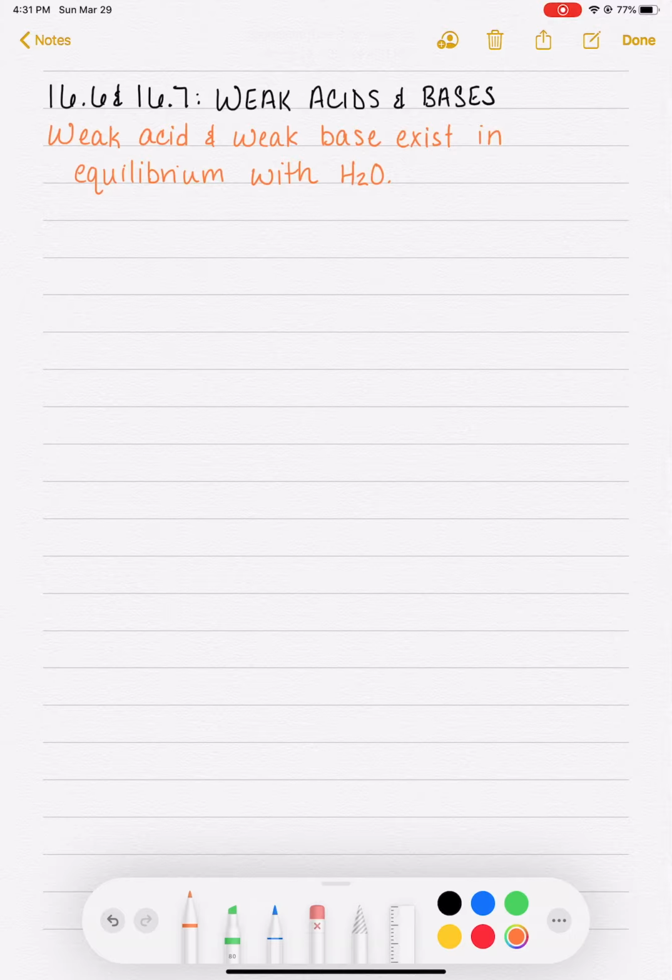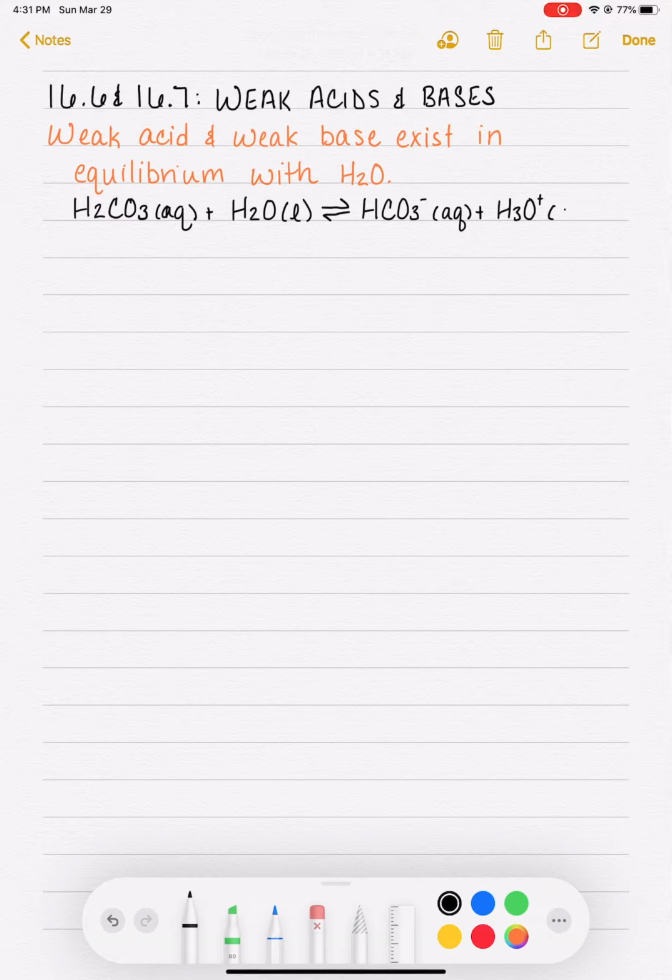Let's look at another example. Let's say H2CO3. This is an acid, carbonic acid. And I'm going to put some states on this, aqueous. And it reacts with water, which is a liquid. But since carbonic acid, H2CO3, is not one of our 6 or 7 strong acids, that means it's a weak acid. So it is in equilibrium with water, and it produces HCO3 minus, which is aqueous, and H3O plus, which is aqueous. And we can write an equilibrium expression for this weak acid in water.